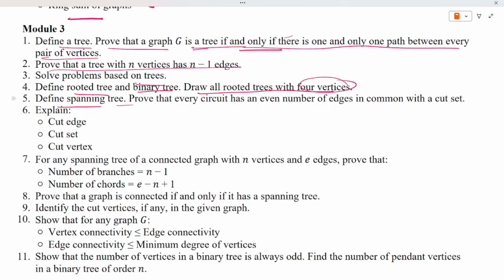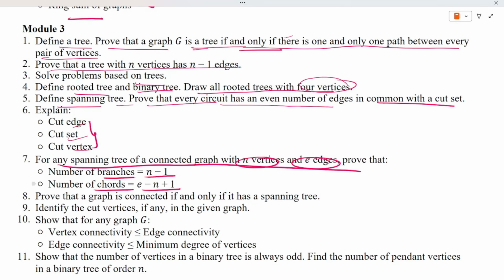Next, define spanning tree. Prove that every circuit has an even number of edges in common with a cut set. Next, explain cut edge, cut set, and cut vertex. Next, for a spanning tree of a connected graph with n vertices and e edges, prove that the number of branches is n minus 1 and the number of chords is e minus n plus 1. Next, prove that a graph is connected if and only if it has a spanning tree. Identify the cut vertex; they will give you a graph, and you have to solve it.